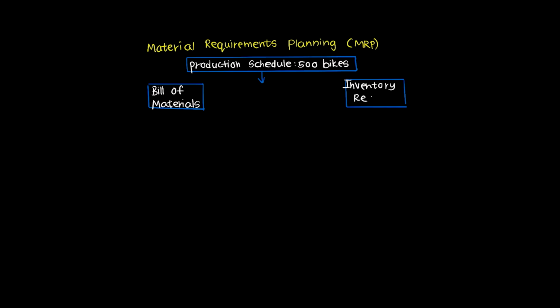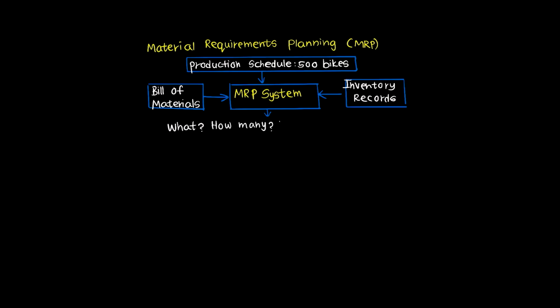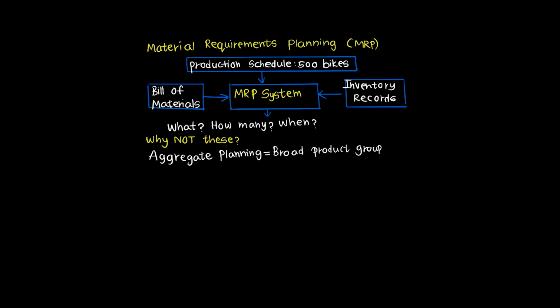MRP takes the production schedule, cross-references the bill of materials to see exactly what goes into each bike, checks inventory records to see what is already on hand or on order, and then calculates precisely what still needs to be ordered and when. Aggregate planning works at a much higher level. It sets broad production and workforce targets for entire product groups over several months. It does not drill down into individual component quantities for a specific product.